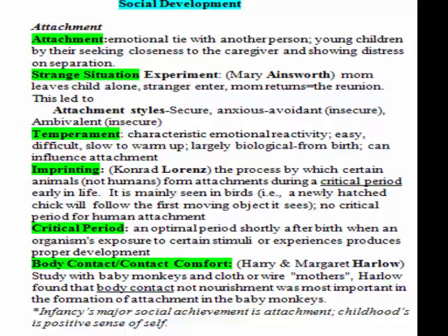Temperament is largely biological in nature. The majority of kids are easy. About 15% are slow to warm up. And then about 10% of children are difficult. And all of those things can influence attachment.